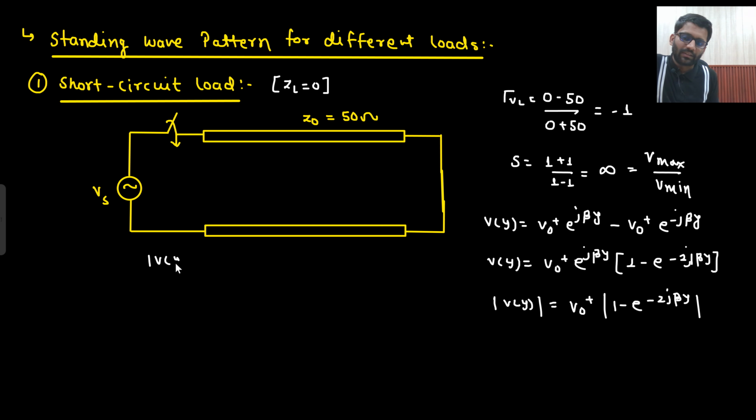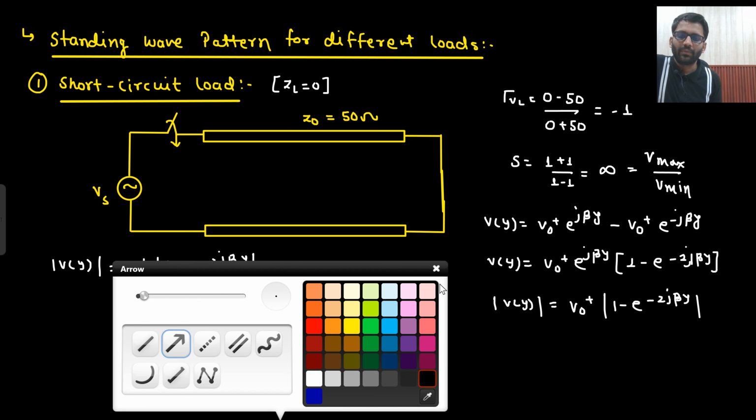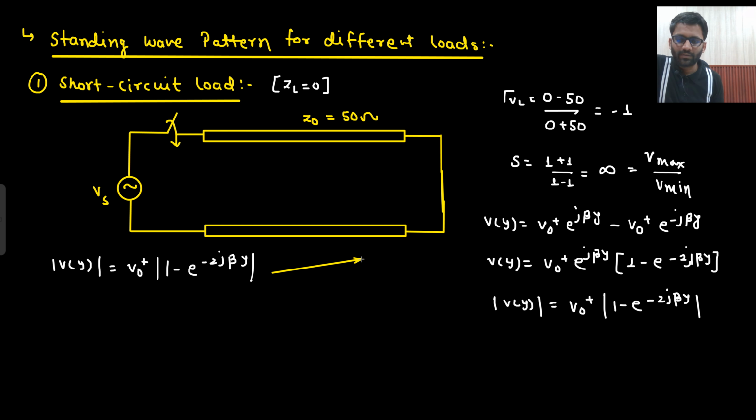So this is your magnitude. From here you can find the maxima and minima, along with the maximum and minimum values as well. The maximum and minimum values I can directly see from here. For the maximum value, this term would be minus 1, so 2 V0 plus, and for the minimum this will be 1 only, so this will be 0. Okay, so 2 V0 plus and 0.